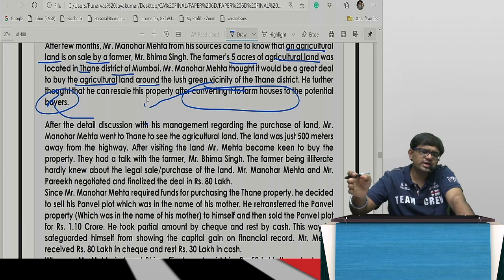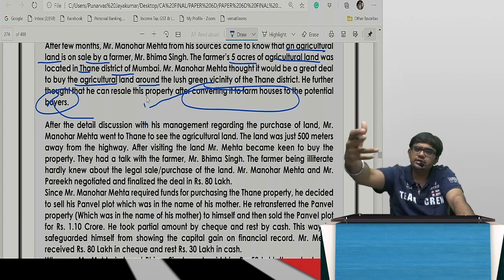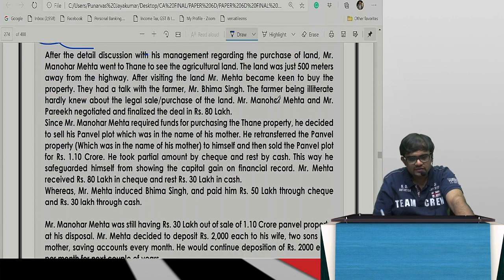Farmhouse, okay, Indians can buy. Can a non-resident buy it? No. After the detailed discussion with management regarding the purchase of land, Manohar went to see the land in Thane. It was just 500 meters away from the highway. Visiting the land, he became keen to buy.